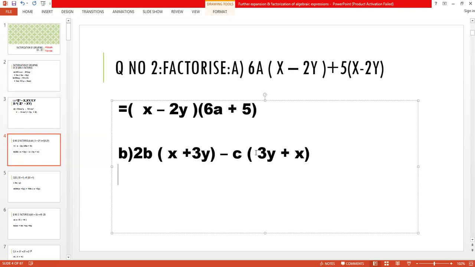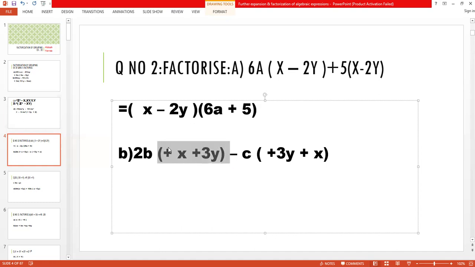3y has a positive sign here again. 3y has a positive sign, and x has a positive sign here, no sign, which means it has a positive sign. This means in this question again the bracket is common. So we have to take this bracket as a common factor. Okay, and then we have to put another bracket. This bracket goes outside. So what is left over? 2b is left over, so we have to write 2b. Again, which sign is there? Minus. And this one is c.